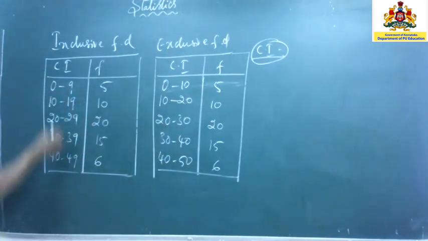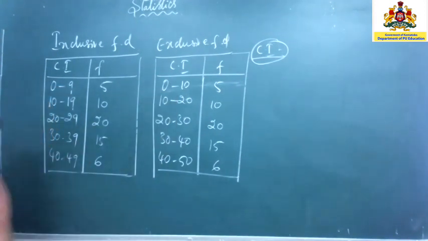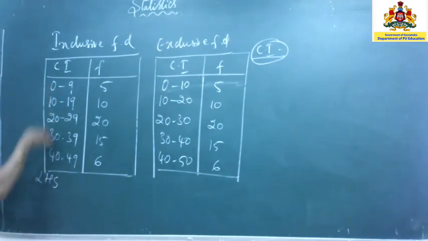So therefore, this is what you call inclusive. Now this is what you call exclusive. Now you have these numbers which are on which side? Left hand side. Okay, what are those numbers? 0 to 40.